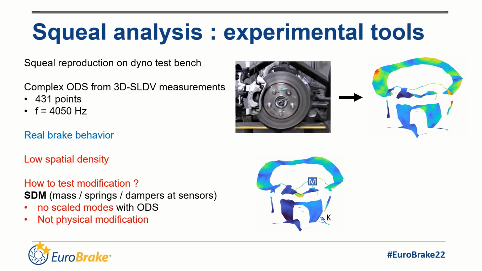To characterize the squeal experimentally, the brake system is mounted on a dyno test bench, and braking parameters such as pressure, temperature, or velocity are defined to reproduce the squeal. Measurements are then performed and an operational deflection shape, or ODS, characterizing the squeal limit cycle is obtained. The animation here on the right shows the ODS that will be used as illustration for this presentation.